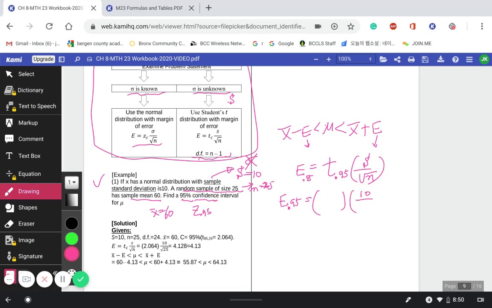Now you have to find the t of 95 from the table. But you find this value differently than previously. First, you need c as 0.95, and you need something called degrees of freedom.